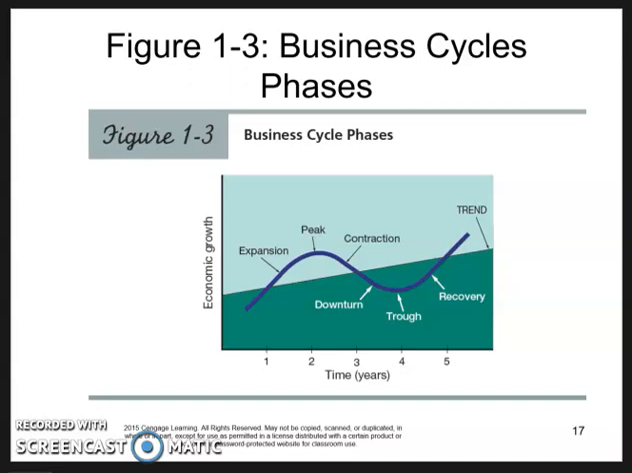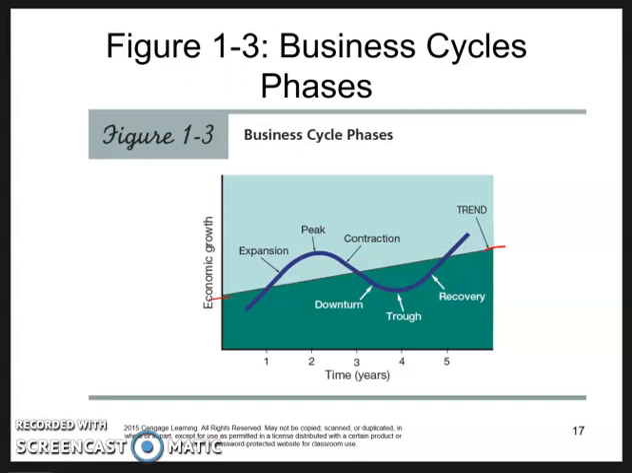The thing to note about these is the first 3 are above the trend line, right here. The expansion is when the economy is growing and is above the trend line. Peak is when that growth is peaking out. A contraction is when growth is beginning to decline before it gets back to the trend line.